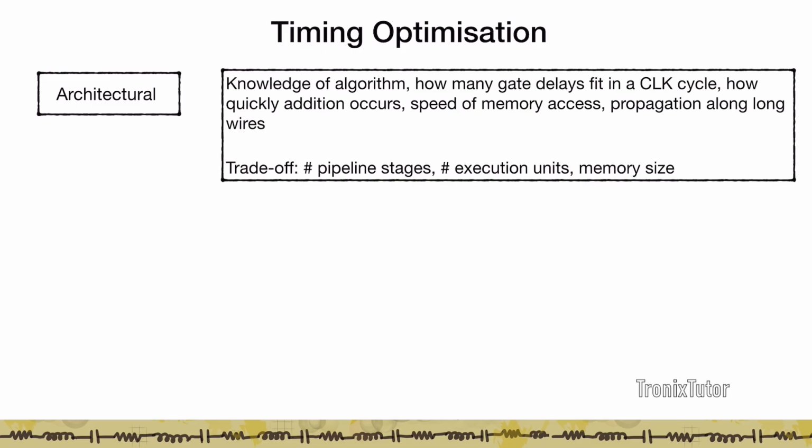The first one is at the architectural level, and this requires knowledge of the algorithm, how many gate delays can fit into a clock cycle, speed of memory, propagation along long wires, etc. So there is an optimization that can occur at the architectural level.